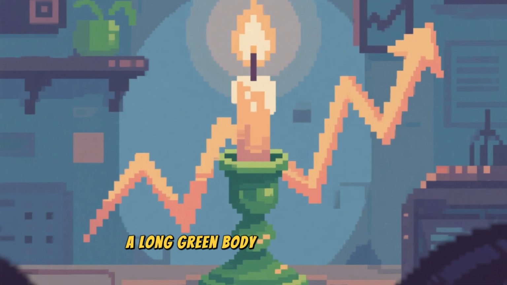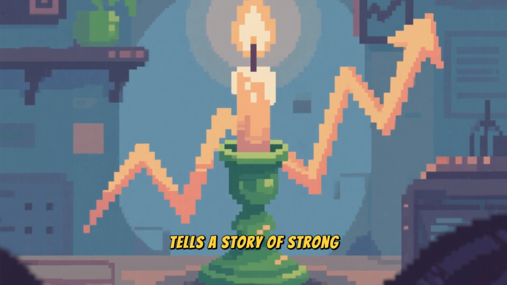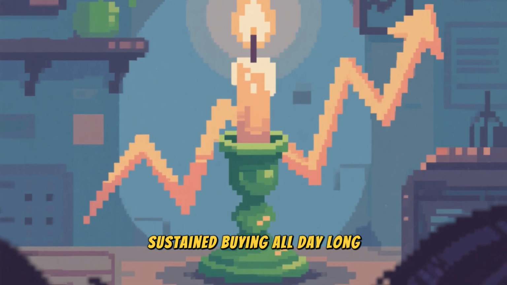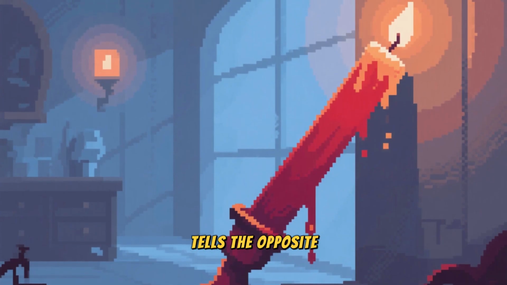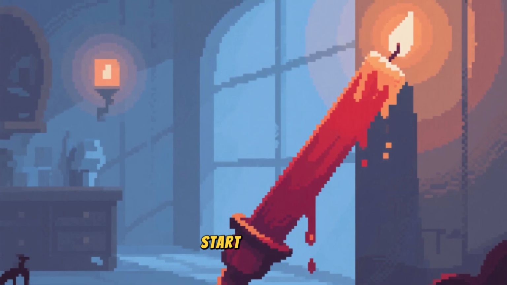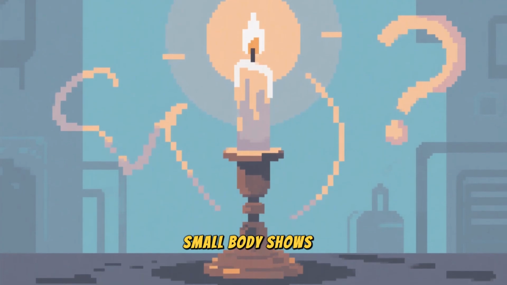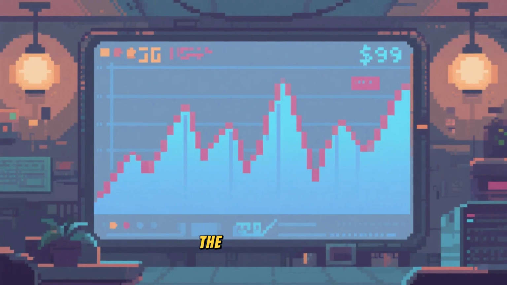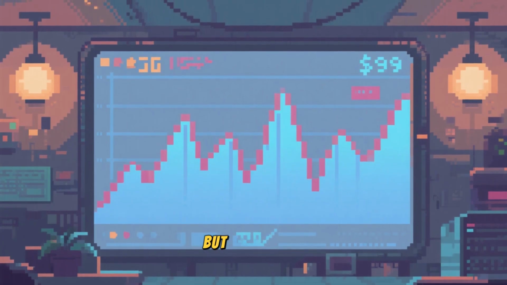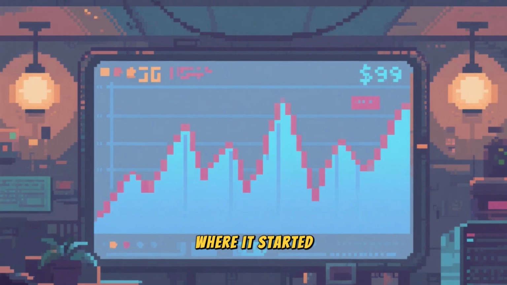A long green body with small wicks tells a story of strong, sustained buying all day long. A long red body tells the opposite story: sellers were in command from start to finish. A candle with very long wicks and a small body shows a lot of indecision. The price moved wildly up and down, but ultimately ended up close to where it started.